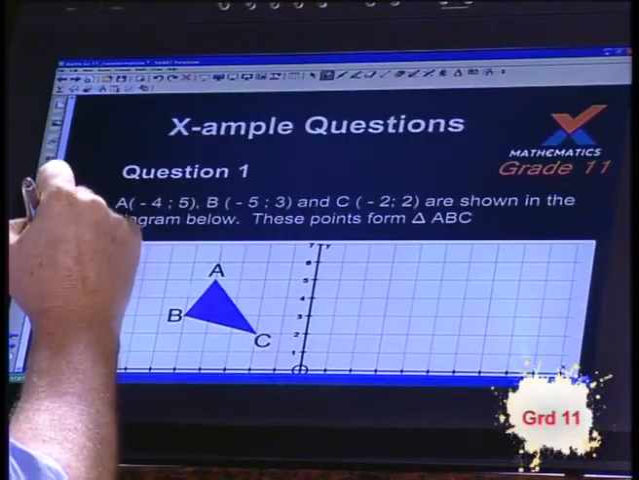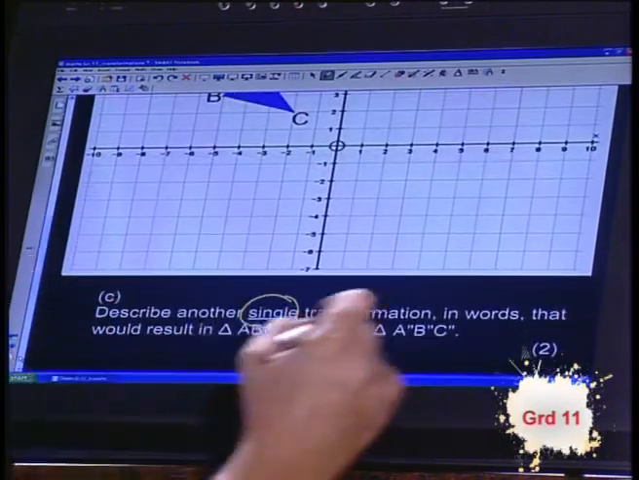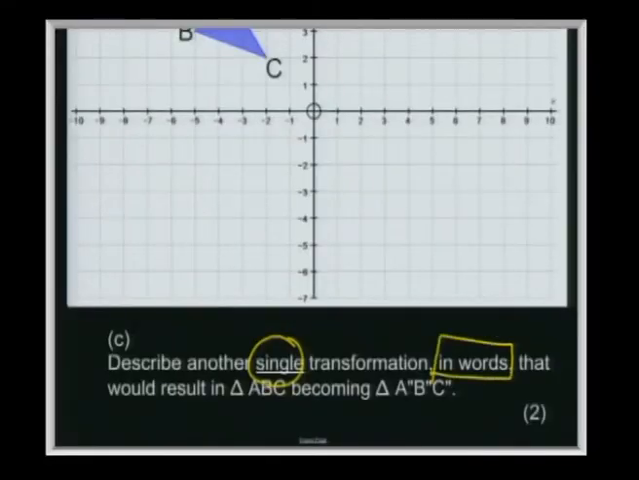Let's check how the question wanted us to express our answer. They wanted us to put it in words. So, by writing it, a reflection around the x-axis, we would then get full credit for that question. I'm sure you're all happy with that. What we're going to do is move on to another question.